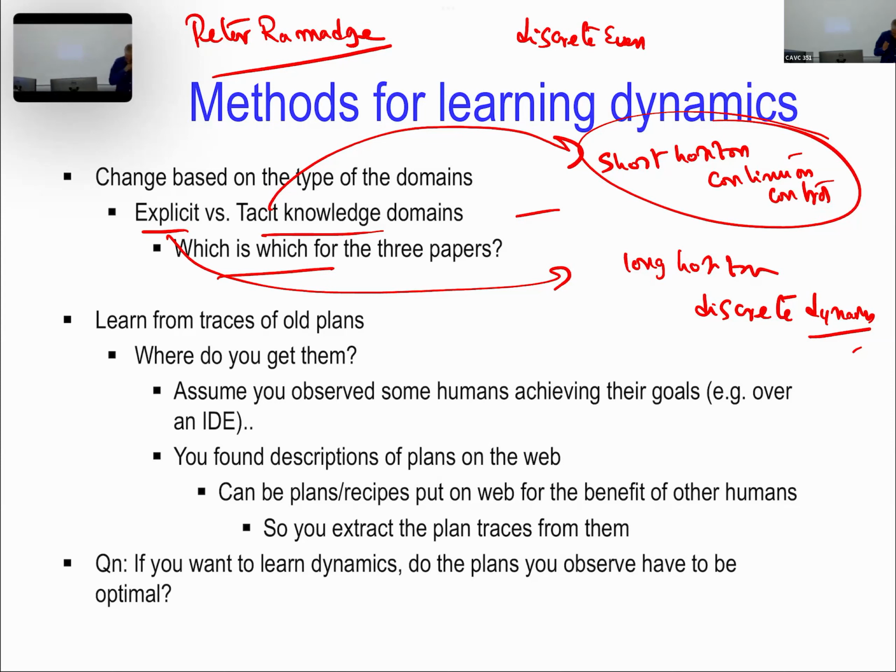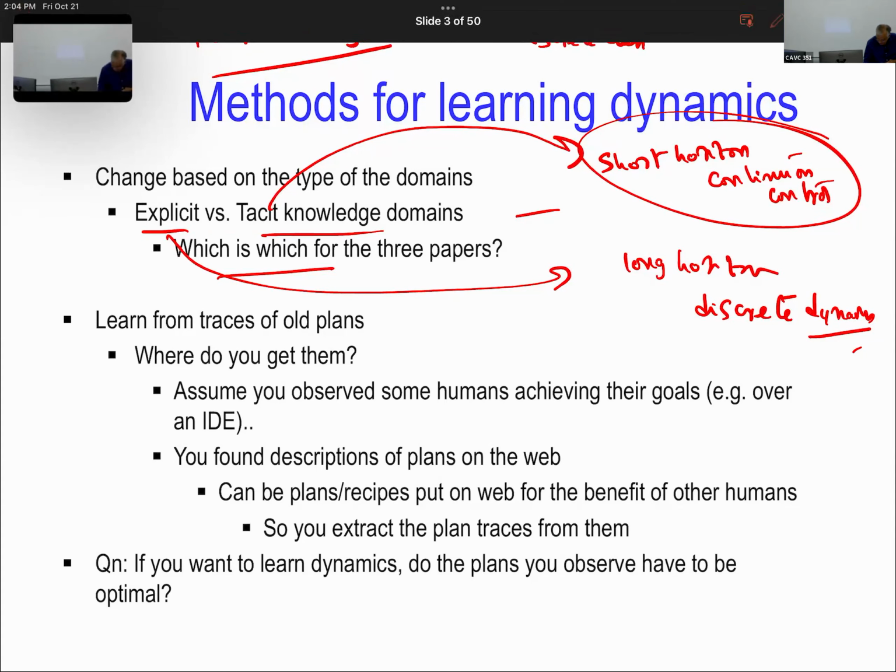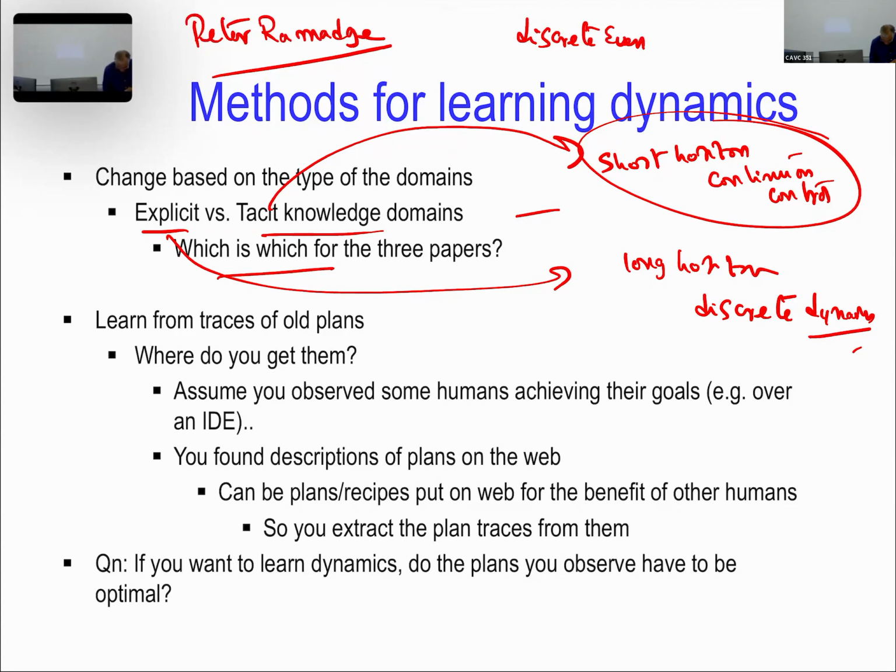Now, if you are going to learn, then what are the different ways you can learn? Actually, there's one other thing that I forgot to mention here. I should probably write that too. The zeroth idea, if you are learning models, if you're learning such models: knowledge engineering.